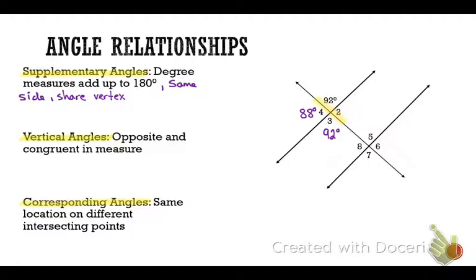And now if I know angle 4 is 88, what's angle 2 going to be? 88 because it's vertical. If angle 4 is 88, what will angle 8 be? 88 because it's corresponding with angle 4.